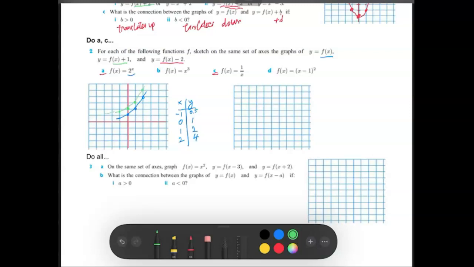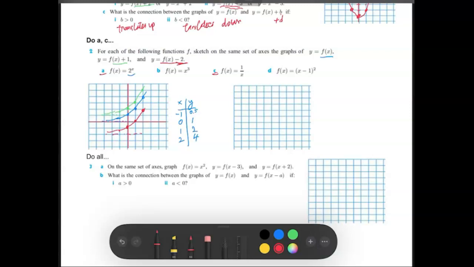If I want to show the asymptote, remember the asymptote would be like that. I could even draw a dotted line asymptote for each one. The asymptote also moves up one. Finally, I'm going to do f of x minus 2. So that would be the blue function moved down 2 units. And then the asymptote also moved down 2 units. Like that, okay? So that was 2a.